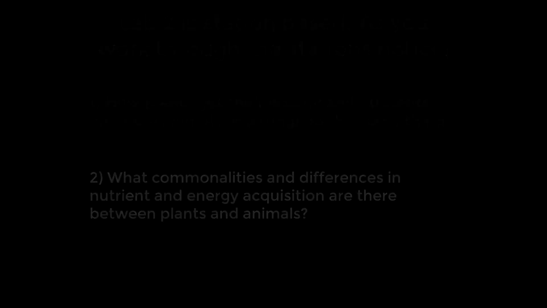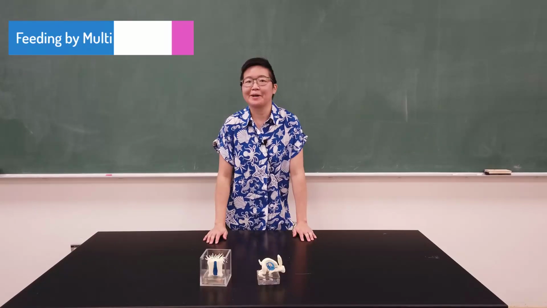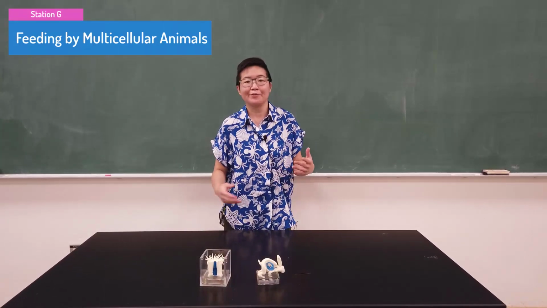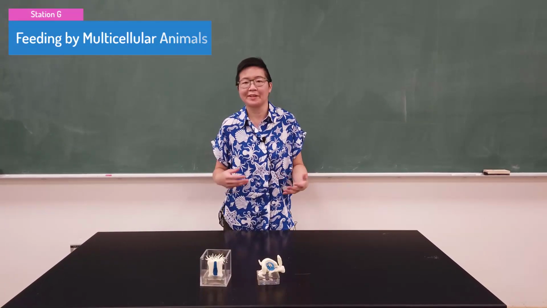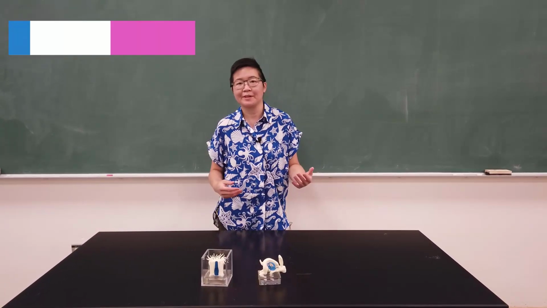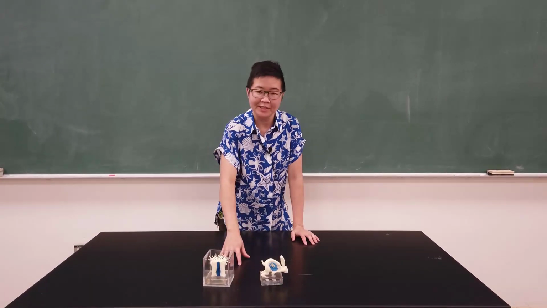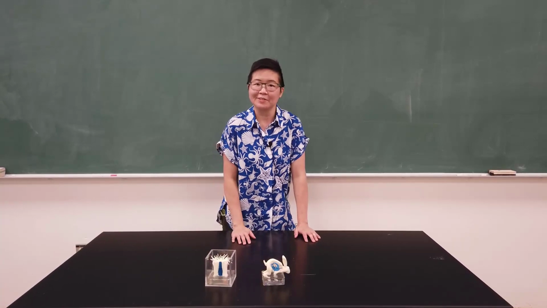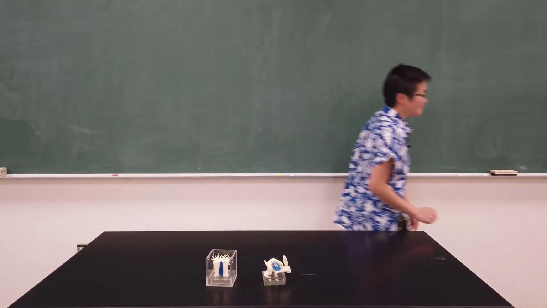Now let's get started. Station G is about resource acquisition in eukaryotes. So eukaryotes have some very cool structures with which they can capture their food resources. We have some very cool models here that can show you these structures, but first let's look at a live example.